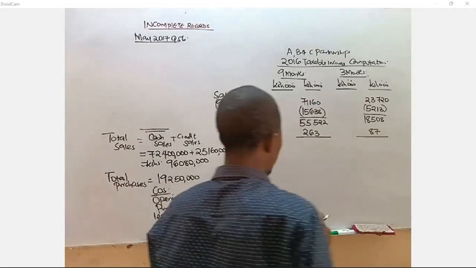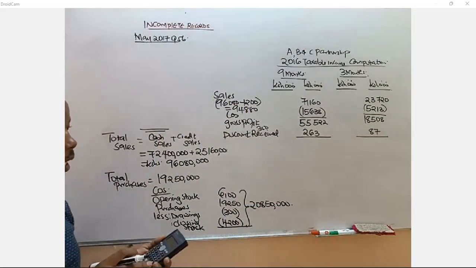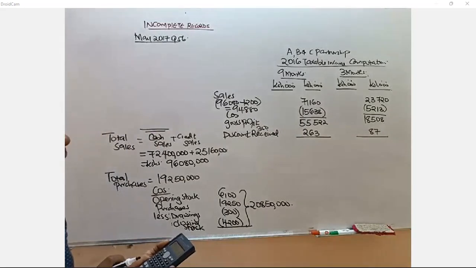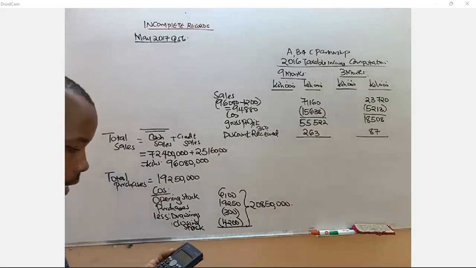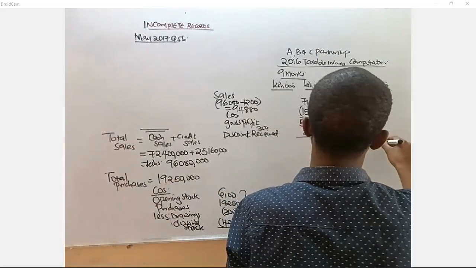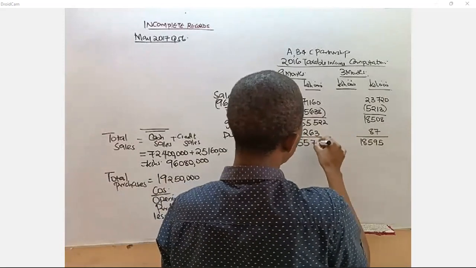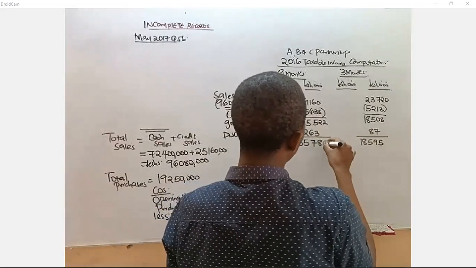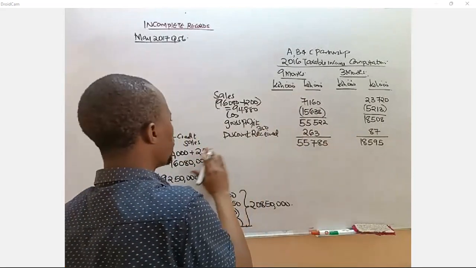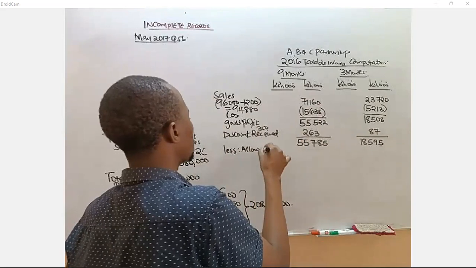Right, 87 now. Now 87 plus 18,508, getting 18,595. And this one should be 55,785. Now let us less allowable expenses.